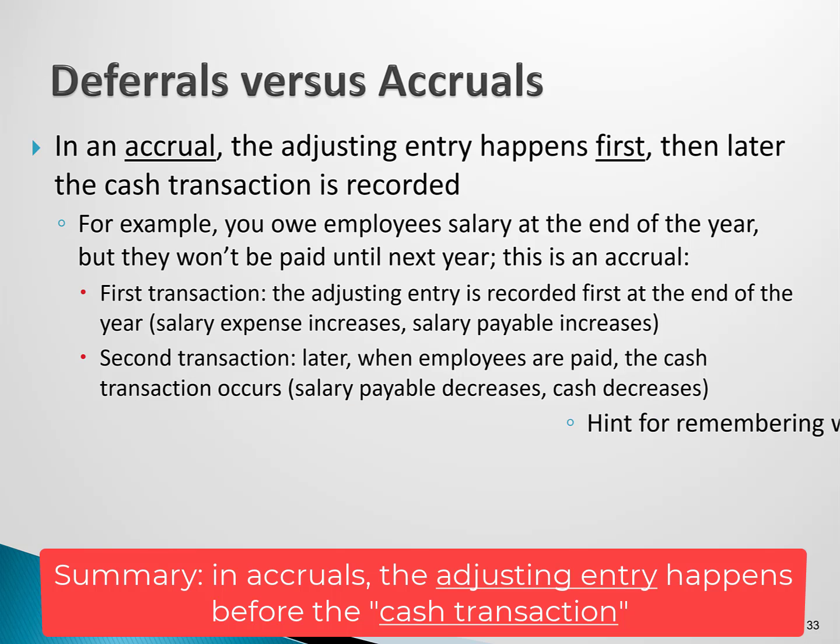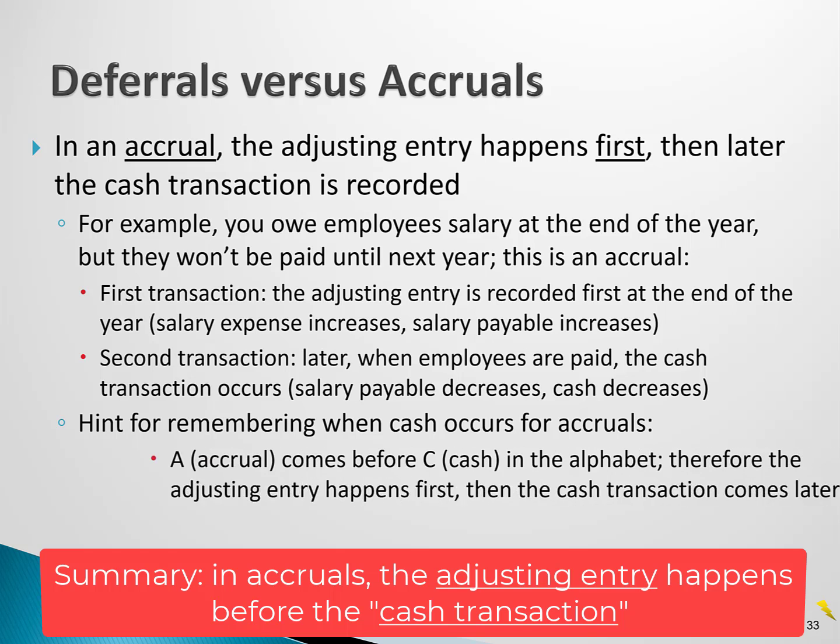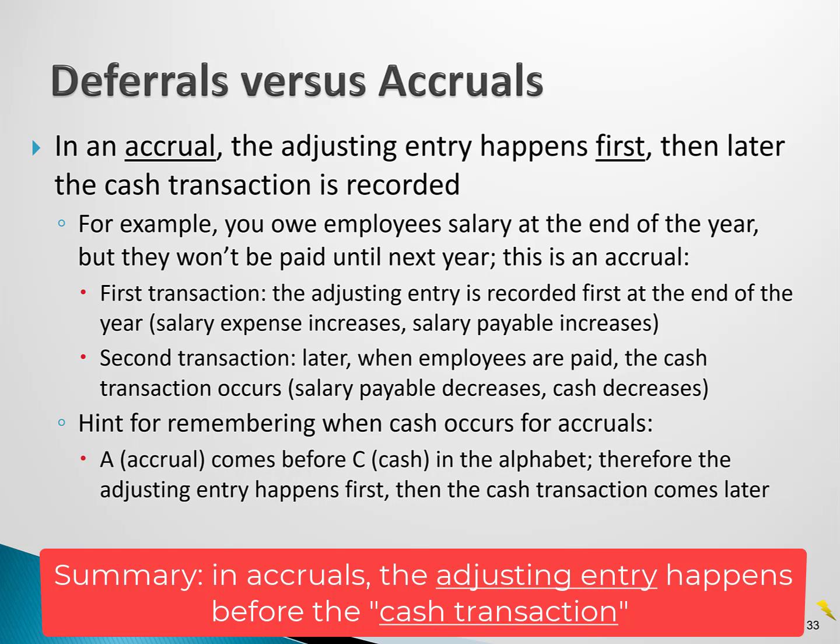So my hint for remembering when cash occurs for accruals: A, which stands for accrual, comes before C, which is cash, in the alphabet. A comes before C. Therefore, the adjusting entry, A, happens first. Then the cash transaction, C, comes later.